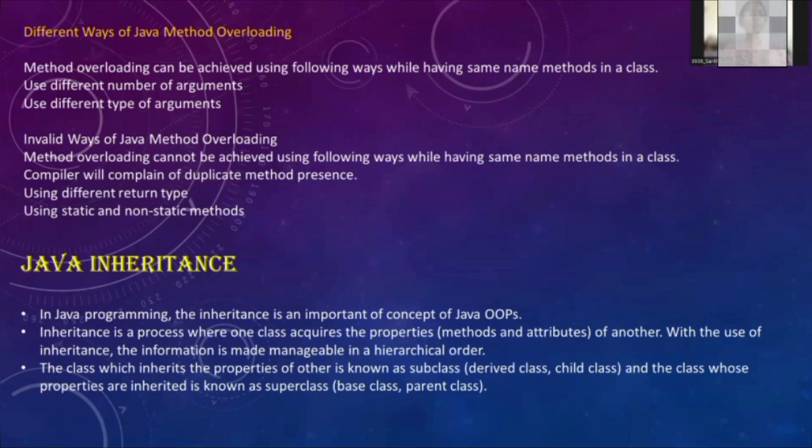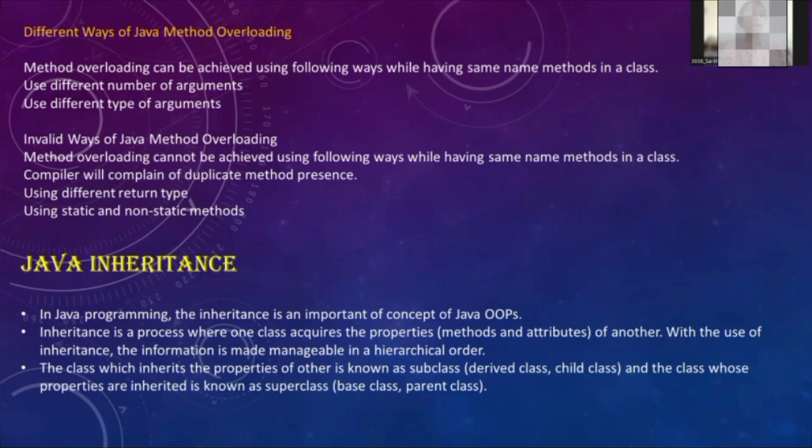There are different ways of Java method overloading. Method overloading can be achieved in the following ways while having same-name methods in a class: use a different number of arguments, and use different types of arguments. Invalid ways of Java method overloading: method overloading cannot be achieved in the following ways while having same-name methods in a class. The compiler will report a duplicate method if you use a different return type, or use static and non-static methods.